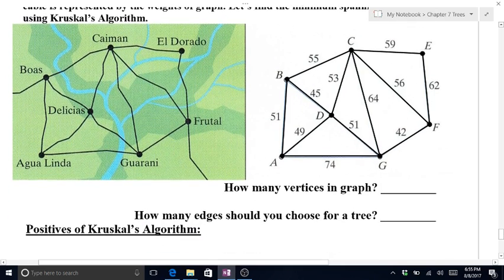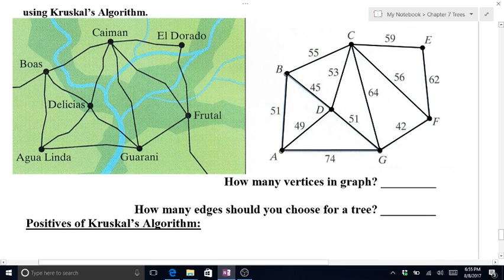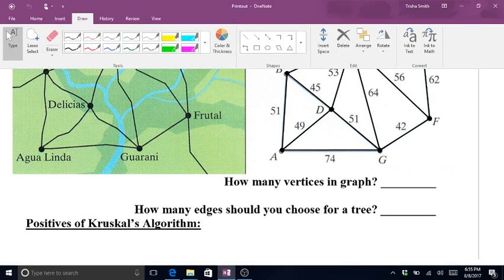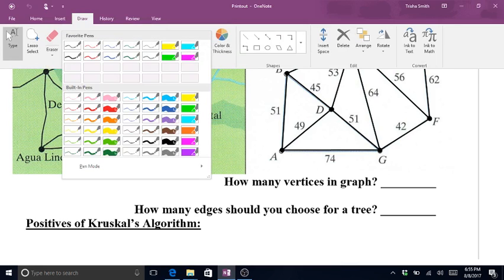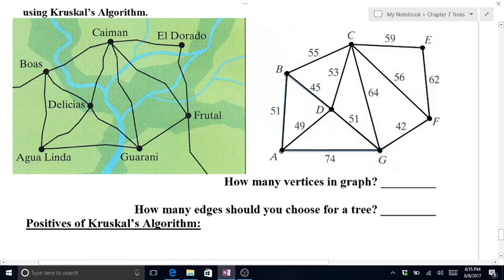So, the easiest way to go about this is first off, identify how many vertices do I have? Okay, how many nodes or terminals do I have in this graph? So I've got 1, 2, 3, 4, 5, 6, 7 it looks like. So how many edges do I need? Well, I need 1 less. So I need 7 minus 1, which tells me I need 6.